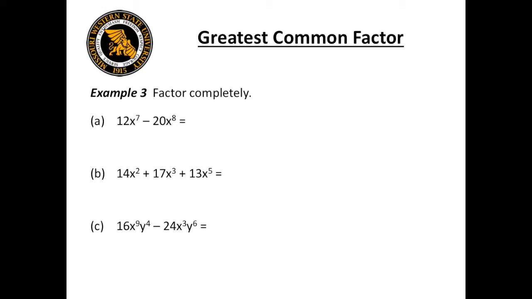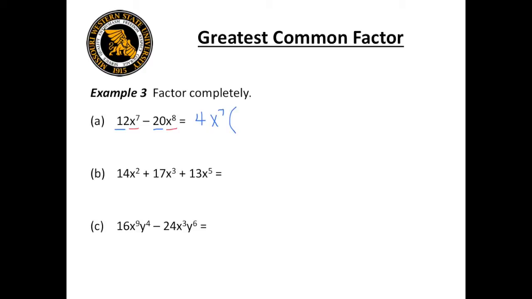We continue factoring completely in example 3. Consider part A, in which we're asked to factor 12x to the 7th minus 20x to the 8th. Looking at our numerical factors, the largest number that divides both 12 and 20 is the number 4. Looking at our variable factors, the largest factor involving x is x to the 7th. So our greatest common factor is 4x to the 7th.